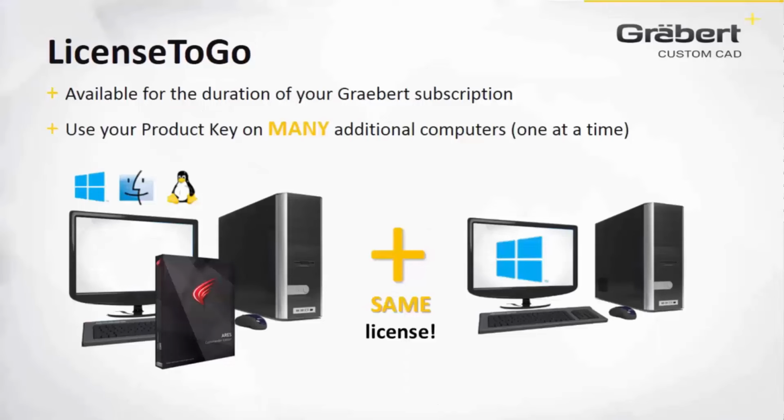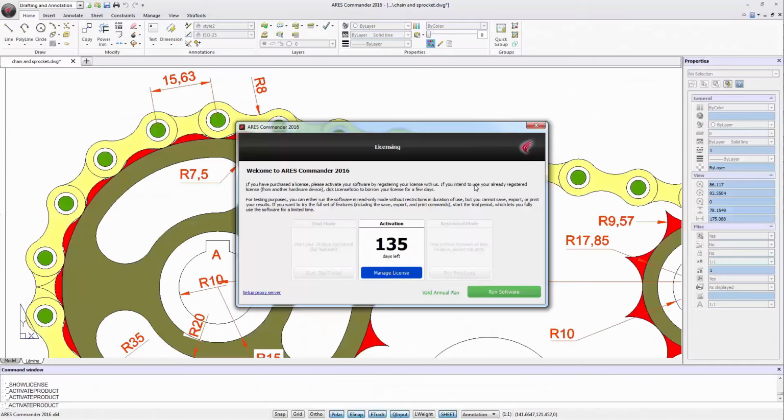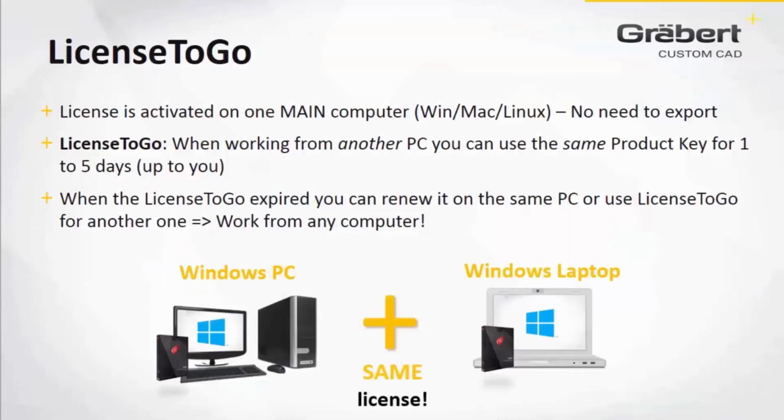So when we're traveling, working from home or in the office, we can activate the license to make the changes we want. One of the main strengths of License to Go is that we don't need to export the main license. We simply need the product key to be able to activate the license on another computer. All we need is an internet connection.